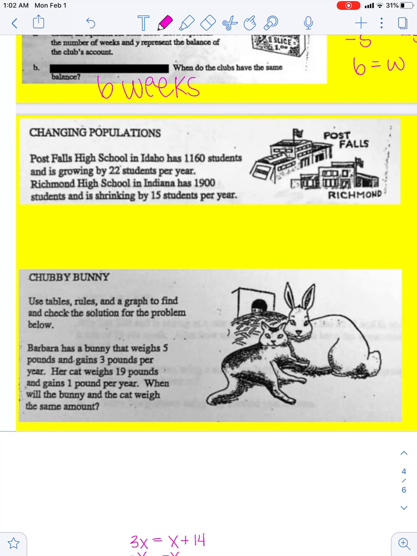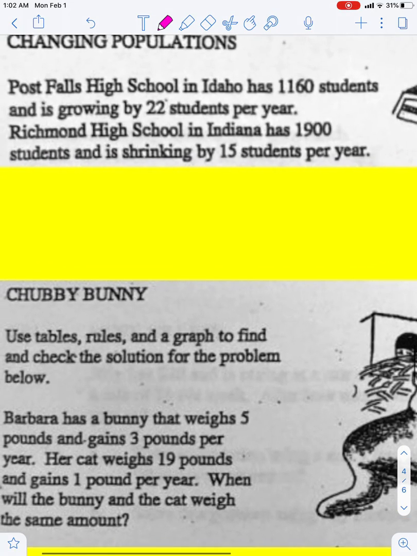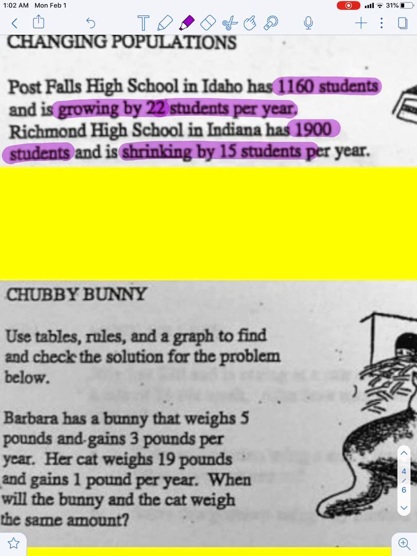On our next problem, we're dealing with changing populations. So it says, Post Falls School in Idaho has 11,600 students and is growing by 22 students per year. Richmond High School has 1,900 students and is shrinking by 15 students per year. And what we're looking for here is when the schools will have an equal number of students.